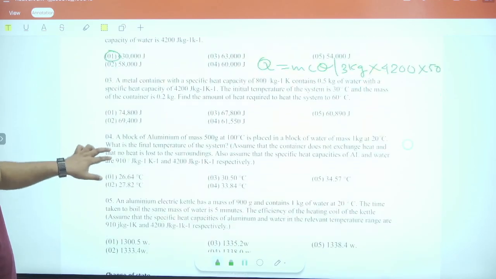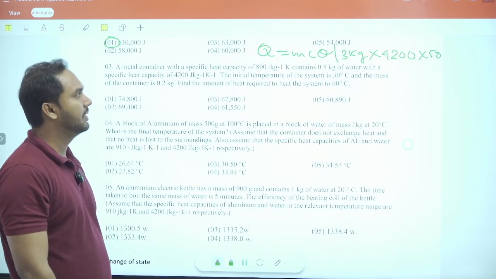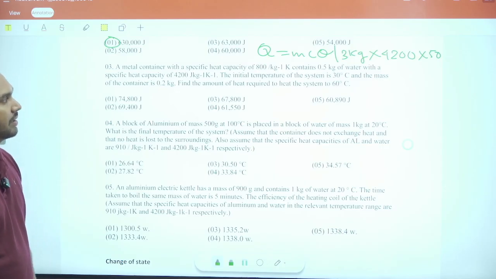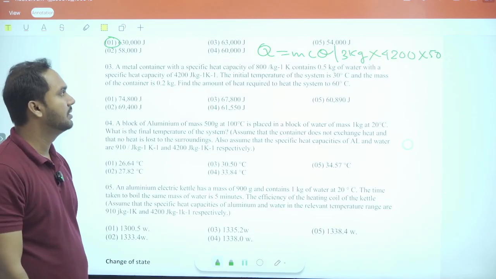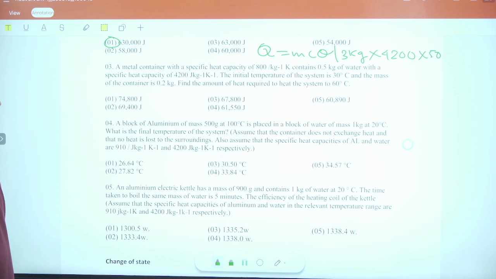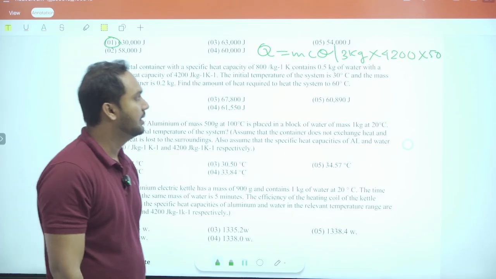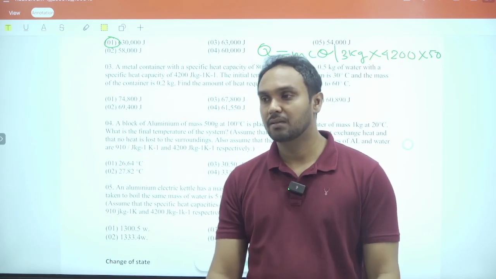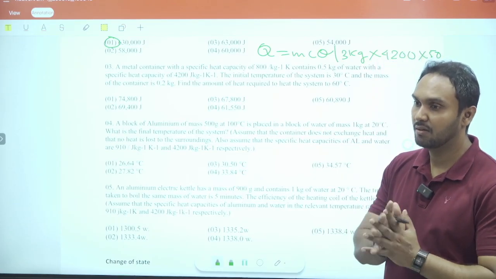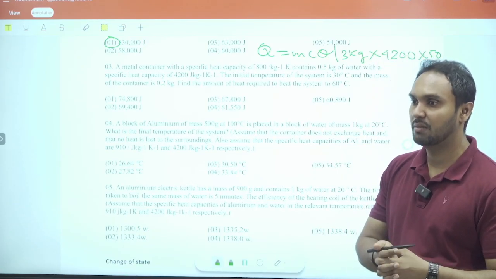Right. So this one, a metal container with a specific heat capacity of 800 kilogram per Kelvin contains 0.5 kilogram of water with a specific heat capacity of 4200 per kilogram per Kelvin. The initial temperature of the system is 30 degrees Celsius and the mass of the container is 0.2 kilogram. Find the amount of heat required to heat the system, right? So the heat is equal to the amount of heat that it takes by the container plus the amount of heat that it takes by the water, isn't it? So the addition of two of the mc thetas, isn't it?